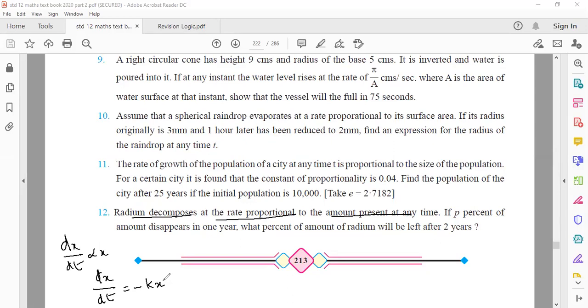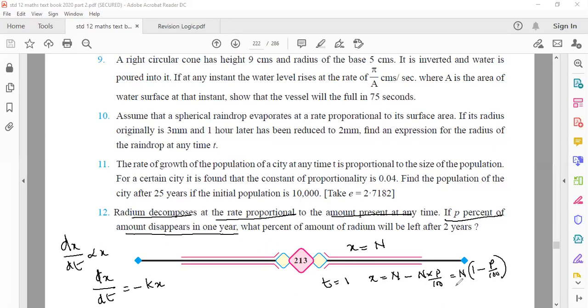P% disappears in 1 year. So x is the amount present. Can you say anything about this particular statement? P% disappears in 1 year. So when time is 1, let's say initially there is n amount of radium. After 1 year, how much radium will be there? How much will get removed? P% of n. Do you agree with that? So n into 1 minus p by 100 will be the amount of radium present.